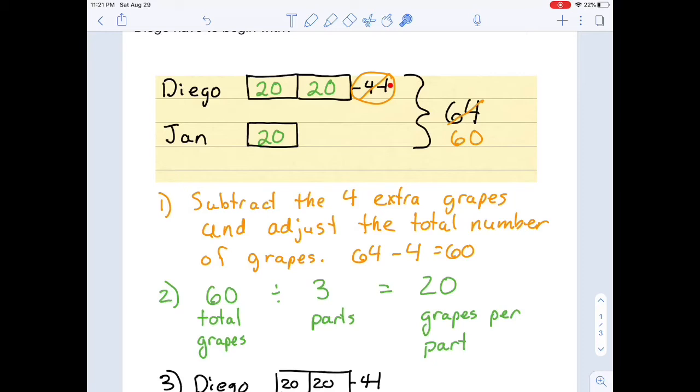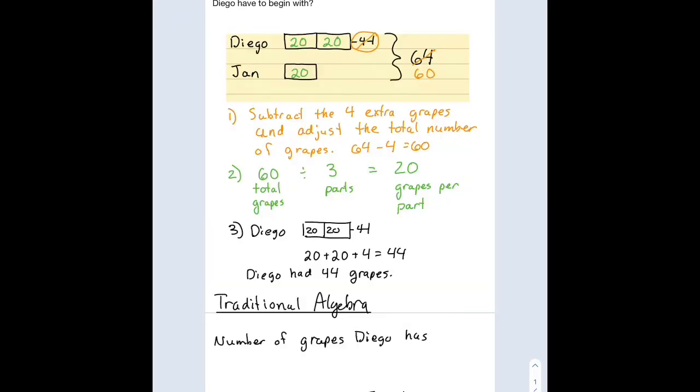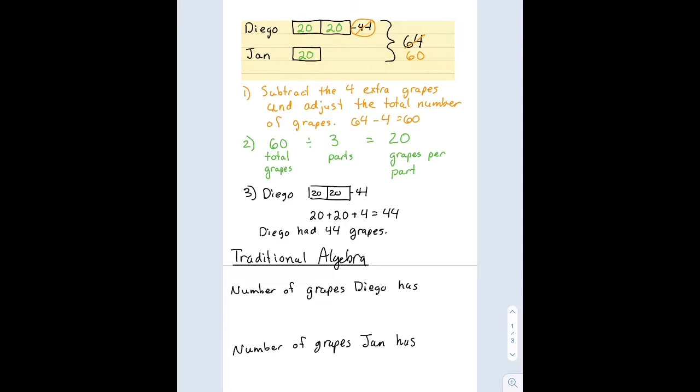20, 40, 60 plus 4 is 64. Looks good. Now let's relate our strip diagram to our traditional algebra. Here I want to understand that these boxes that I drew correspond to variables. Let's go ahead and assign variables.